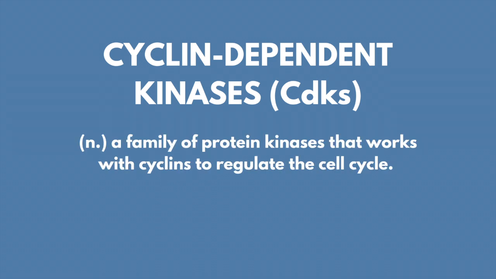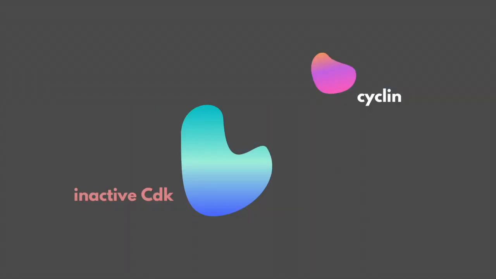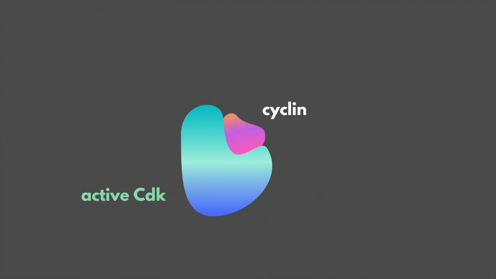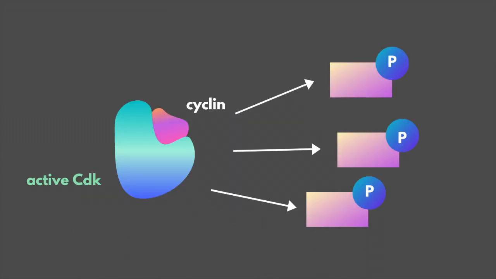Next is cyclin-dependent kinases, or simply CDKs. Kinases are enzymes that phosphorylate other proteins, and CDKs are a family of protein kinases that works with cyclins to regulate the cell cycle. So when a cyclin isn't bound to a CDK, it remains inactive, but when a cyclin does bind to a CDK, it becomes active. Once activated, the CDK can phosphorylate or add phosphate groups to target molecules.